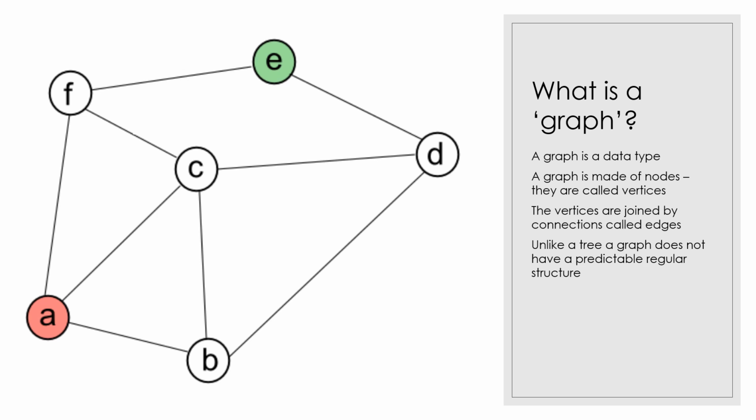A graph looks like this. The picture you can see on the screen at the moment is a graph. It's a data type that's made of nodes called vertices, and they're joined by links that are called edges. So in some ways it's quite similar to other data types that we've looked at. But unlike a tree, for example, a graph doesn't have a regular structure. The nodes can be connected in any way and they don't form a neat shape. Each graph has a different shape.